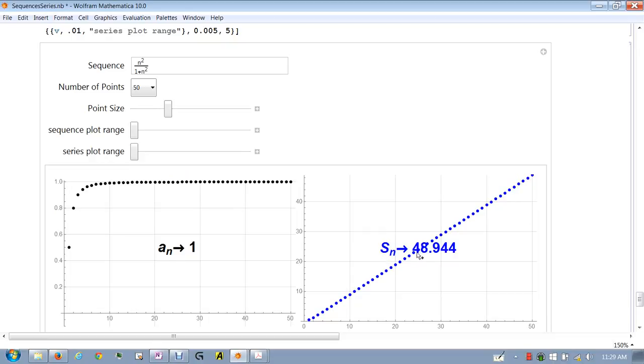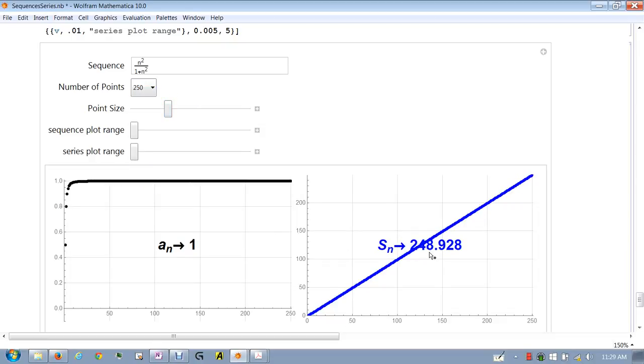What is it going towards right now? 48. The further I go out, what happens to the partial sum? 248. So the more pieces of the sequence I pick up, the bigger this number gets, doesn't it? So even though this sequence converges, its series appears to do what? Goes to infinity. So it diverges. Yes? See the difference? Just because a sequence converges does not mean that its series converges.